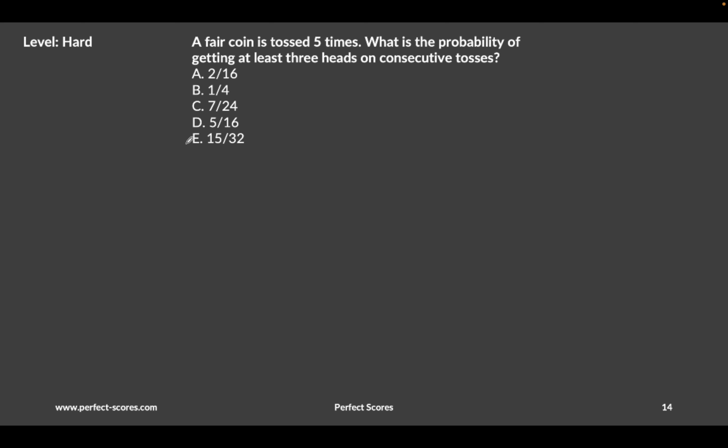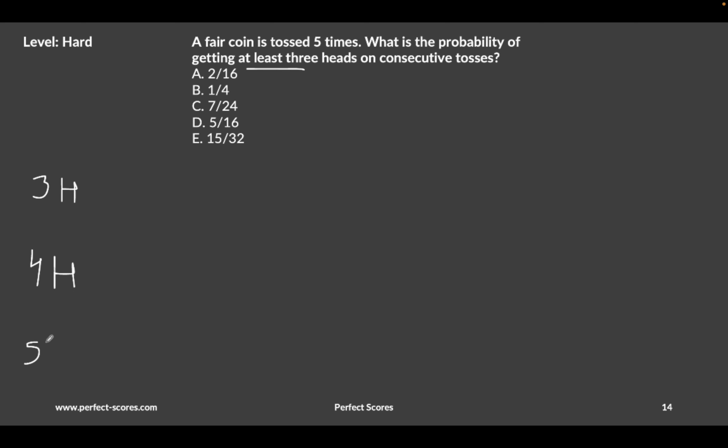So it says a fair coin is tossed 5 times, and the question is asking you, what is the probability of getting at least 3 heads on consecutive tosses? So you got to get 3 heads, right? At least 3 heads. Now that's what the question is saying. So let's do a higher order solving. So you can get either 3 heads, or 4 heads, or 5 heads, right?